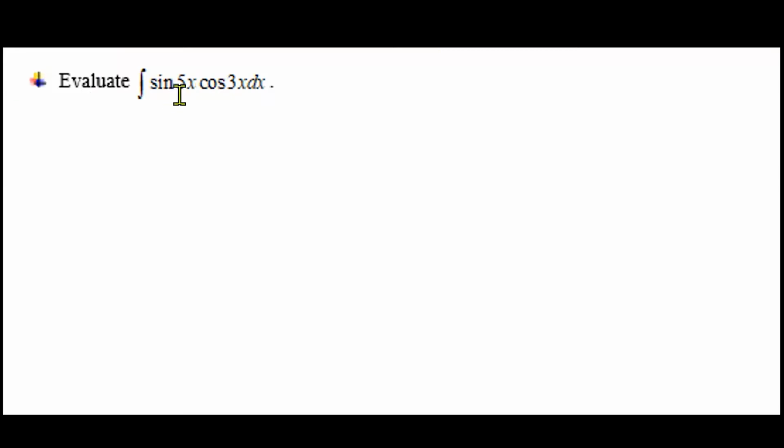This is a review of integration by parts. Which is u, which is v? They are the same thing now, right? So I'll just pick one. Leave a lot of space and say u is equal to sine 5x, and then dv is equal to cosine 3x dx.